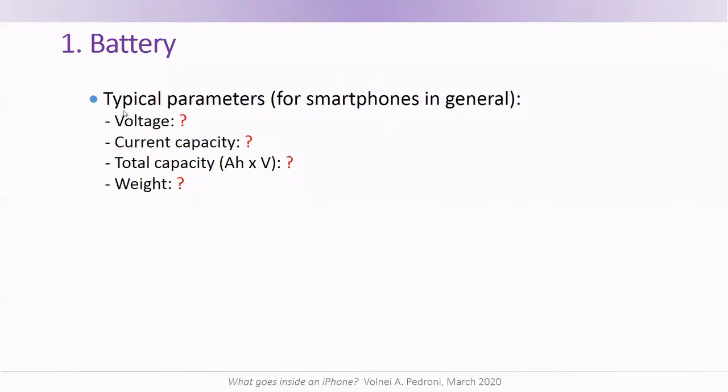Some questions about typical parameters for smartphones in general. So let's check our answers. Voltage 3.8 volts, current capacity between 3 and 4 ampere hour, and multiplying the 2 you get the total capacity between 11 and 15 watt hour, and the weight is typically under 150 grams.